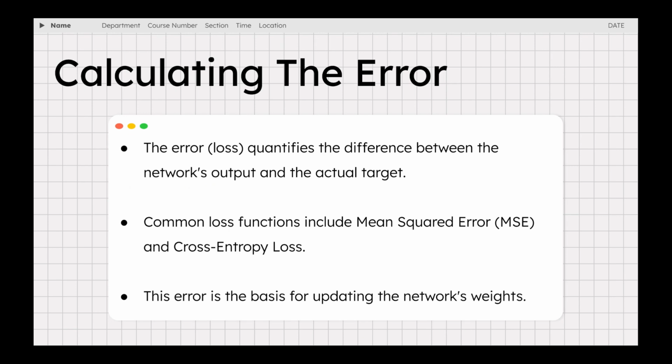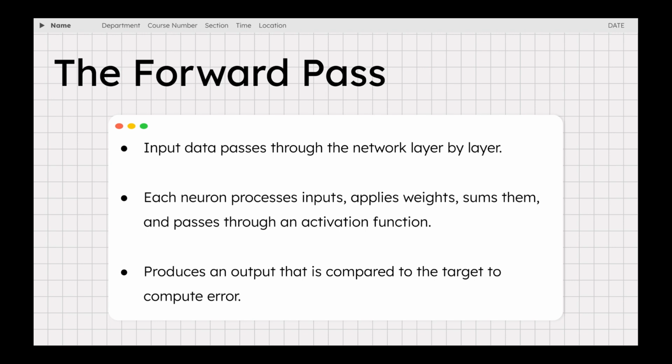Calculating the error. The error loss quantifies the difference between the network's output and the actual target. Common loss functions include mean squared error, MSE, and cross entropy loss. Thus, error is the basis for updating the network's weights. So we'll use the error to adjust and fine-tune the weights going forward.